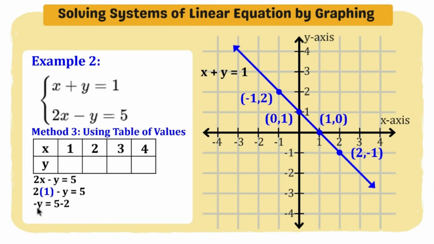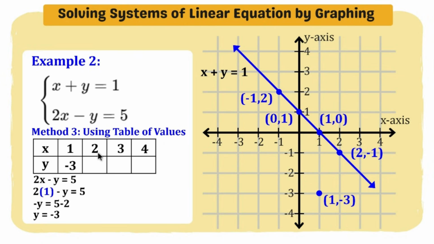But since we have negative y, okay, we will multiply the whole equation by negative 1 para maging positive pa rin si y. So, yung positive 3 kanina dito, magiging negative 3 na po siya if we want to find positive y. Okay, so the value of y here is negative 3. Next, we will use x is equal to 2. Okay, so i-plot muna natin pala si 1, negative 3. So nandito na po yung point natin, 1, negative 3.